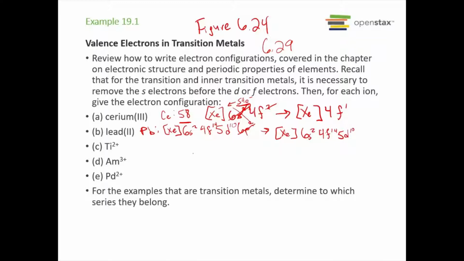And again, this is a main group element in the p block and in group 14, but lead can kind of behave like these transition metals since it has both a d and an f block. It can do some weird things too.